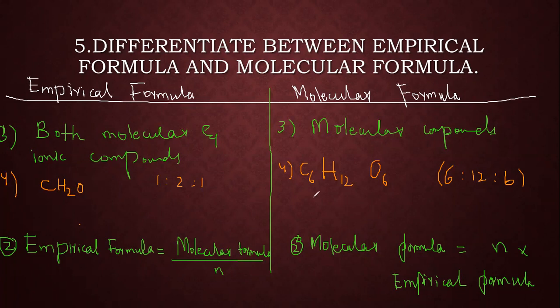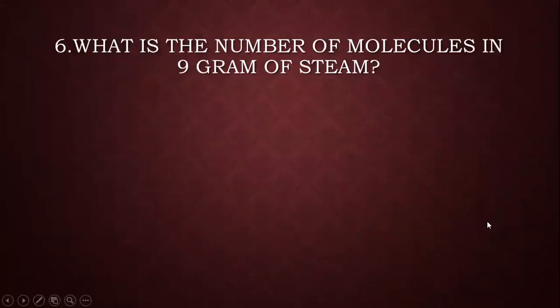In case of benzene, C6H6, it will make a 6:6 ratio. So 6:6 will make the simplest 1:1. So it will make CH as the empirical formula. So this is the ending of question number 5. Question number 6.